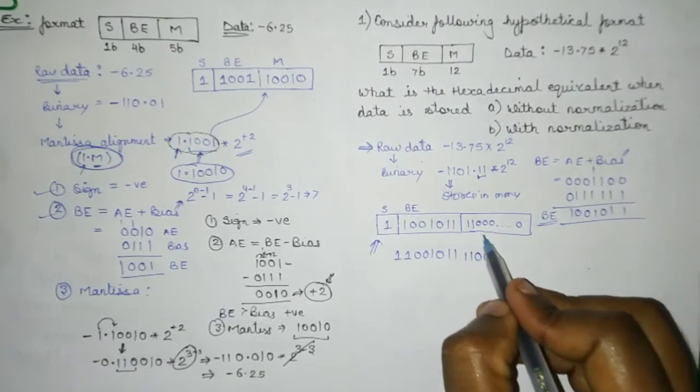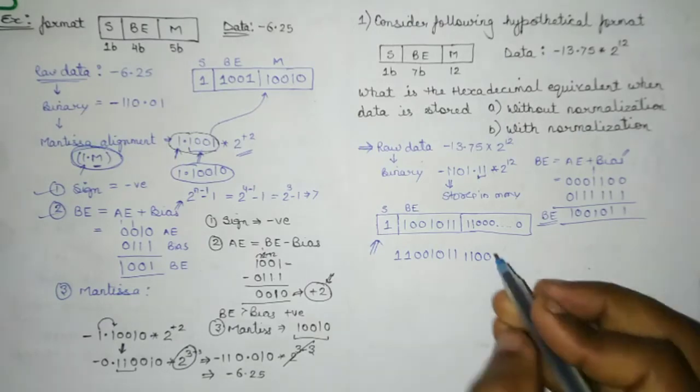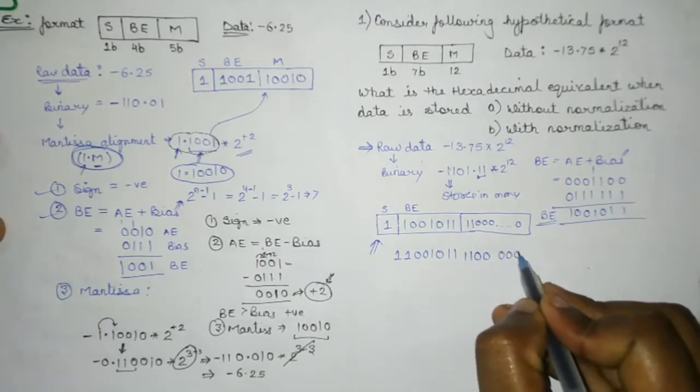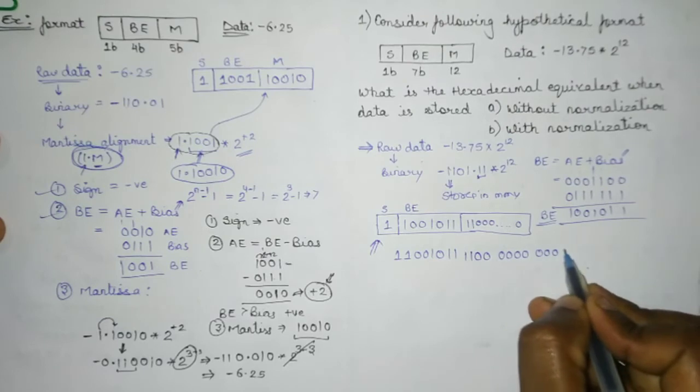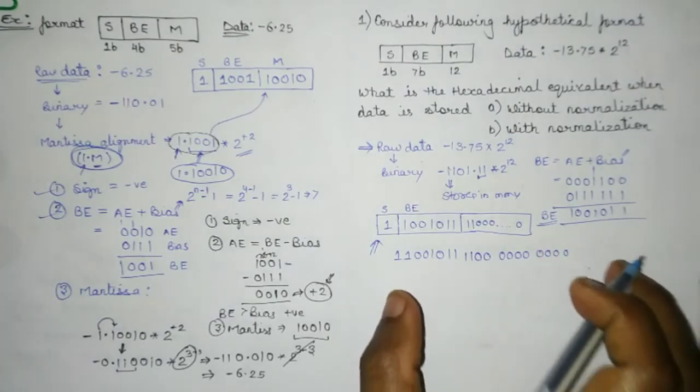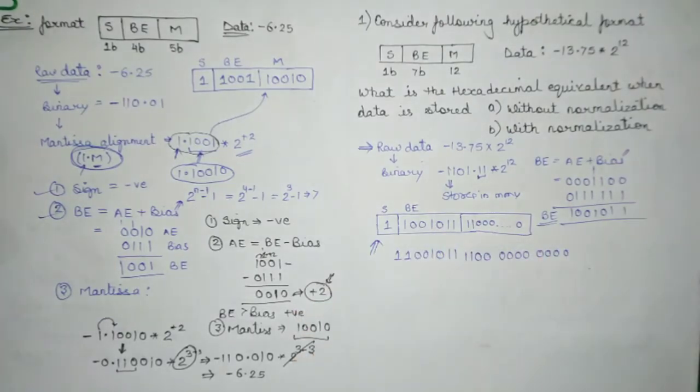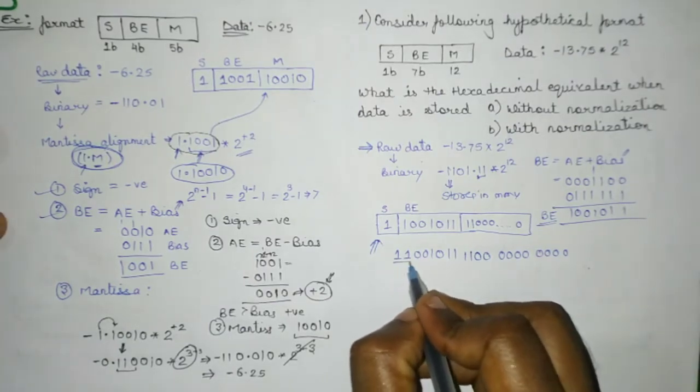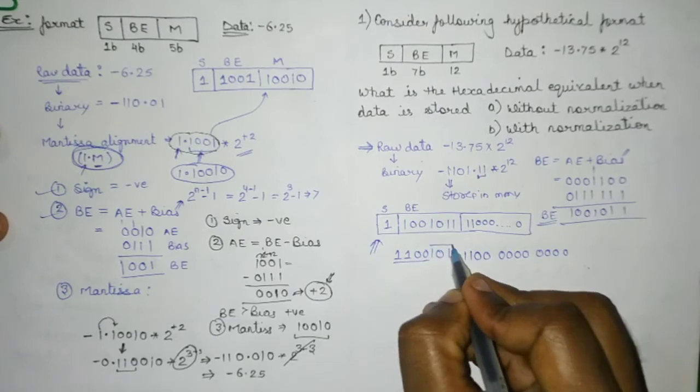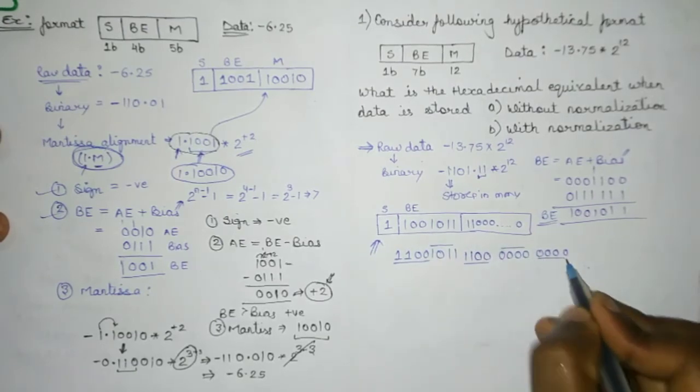Now here we have to add up the 10 zeros, right? So 2 are there, 1 2 3 4, 1 2 3 4, so 10 zeros. So this is the particular binary value. Now we have to change it into the hexadecimal format. For that, we have to pair it out in 4 values, right?